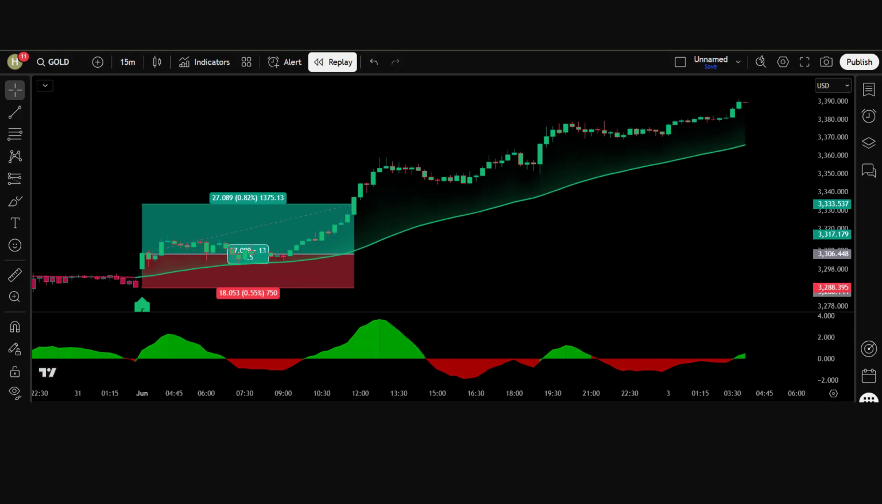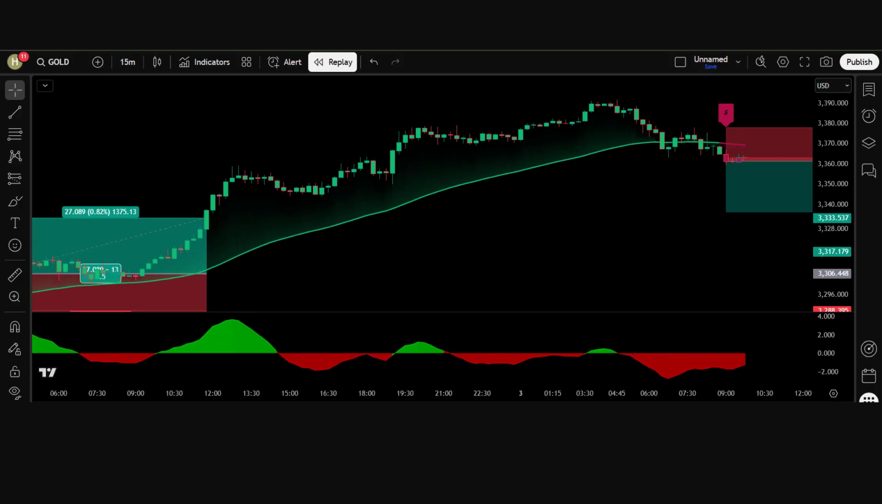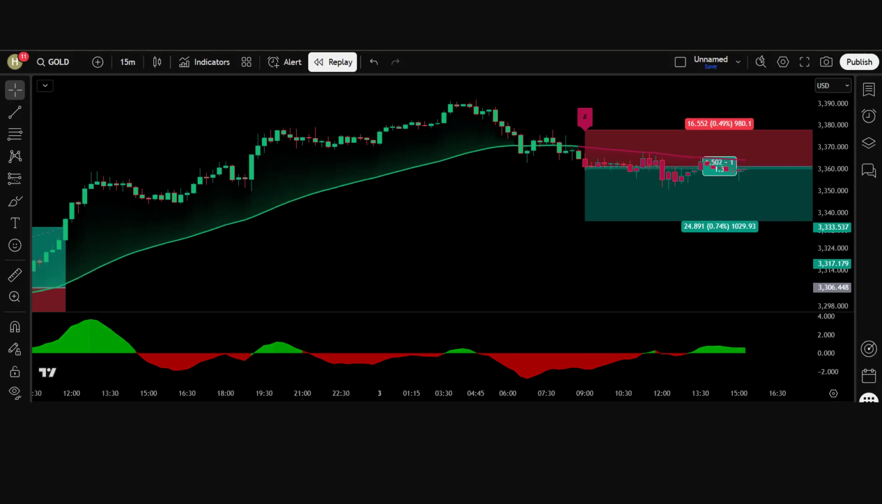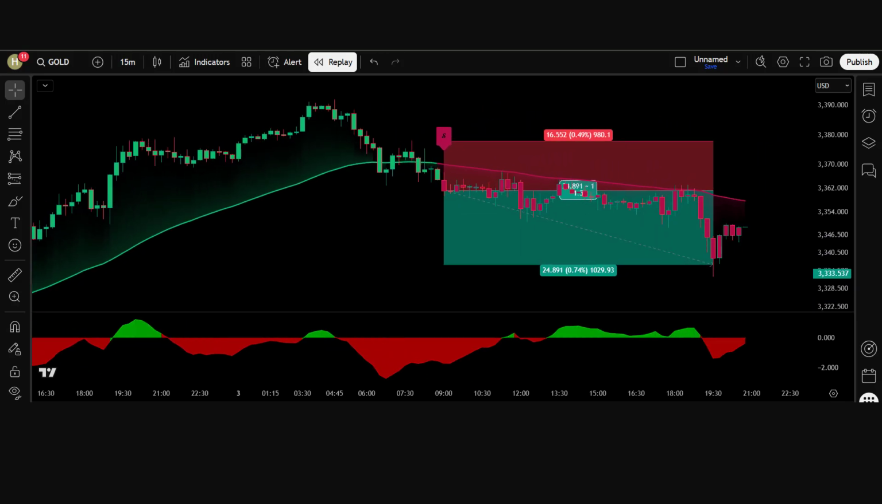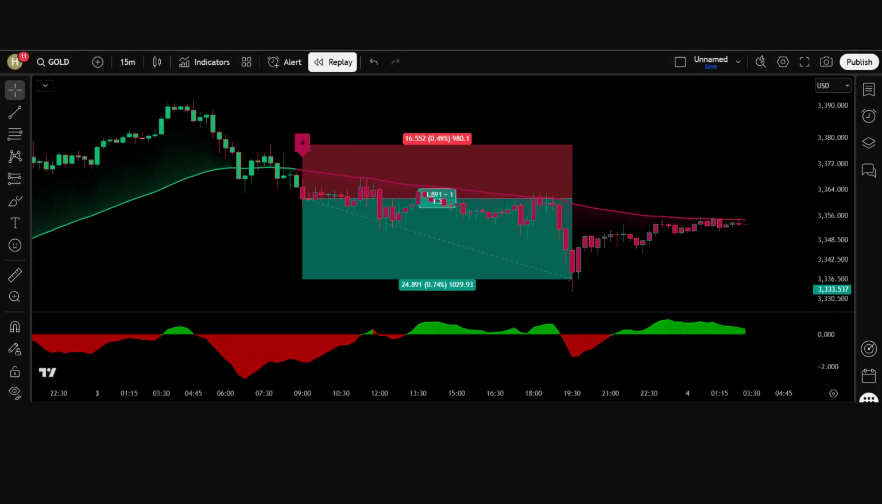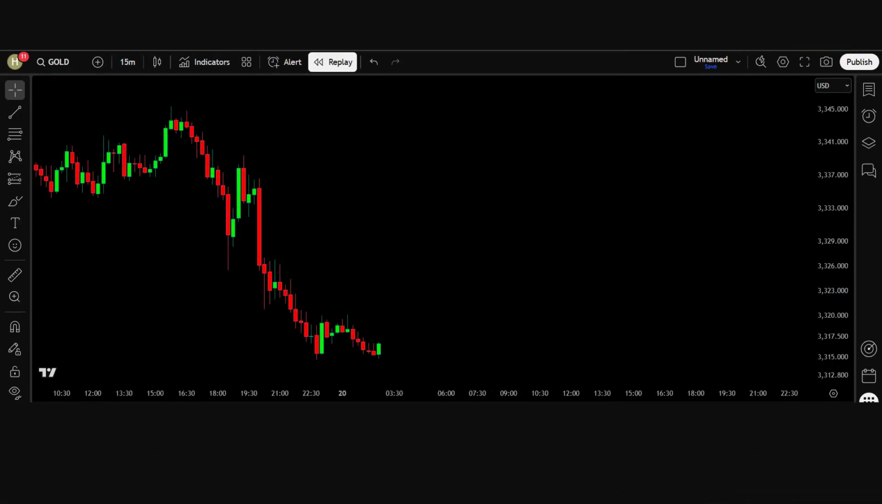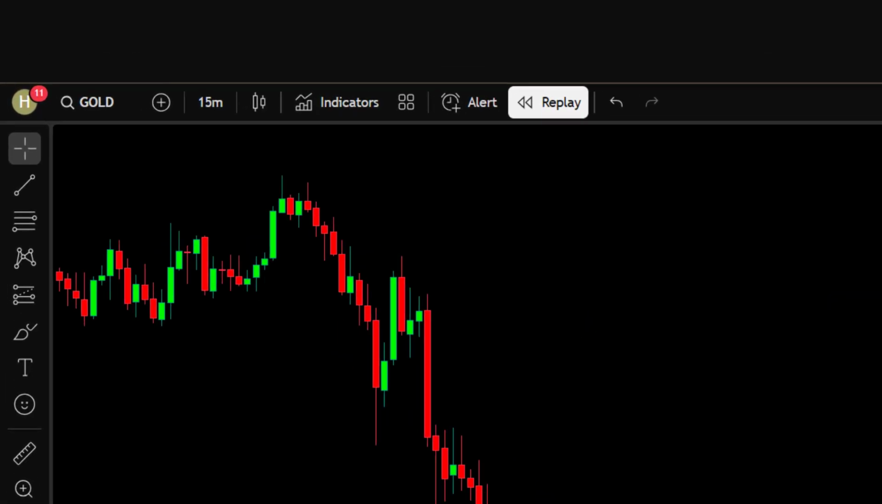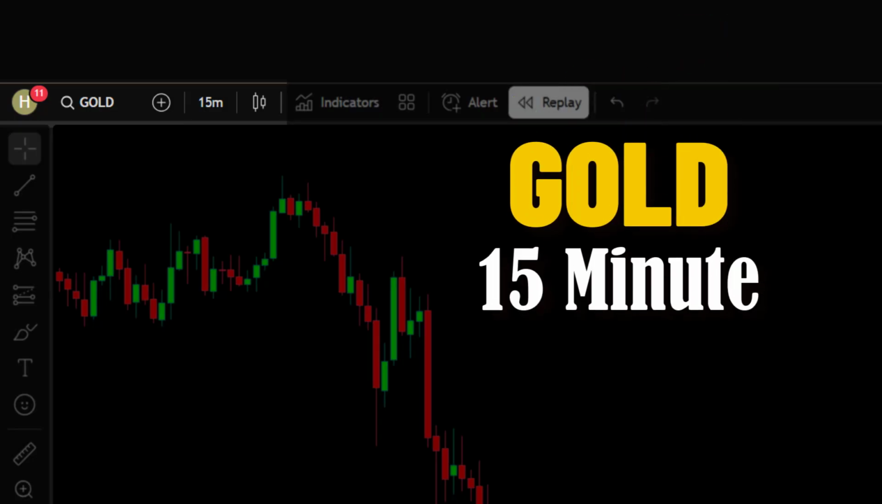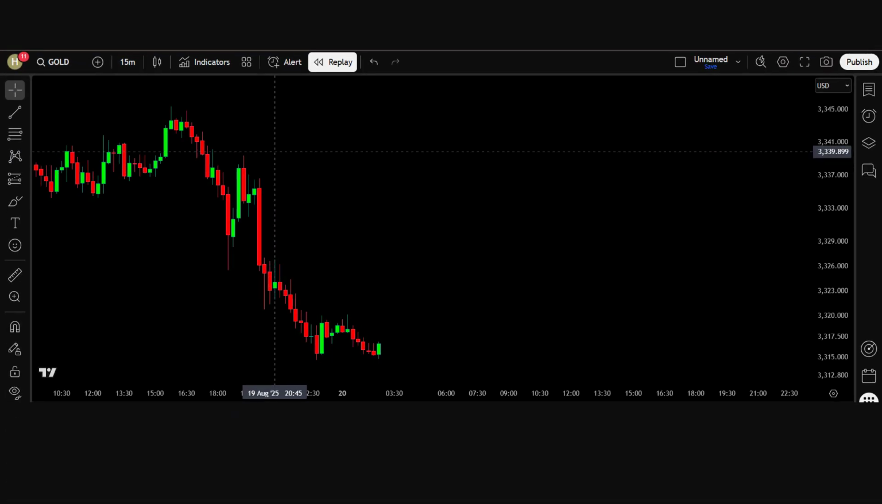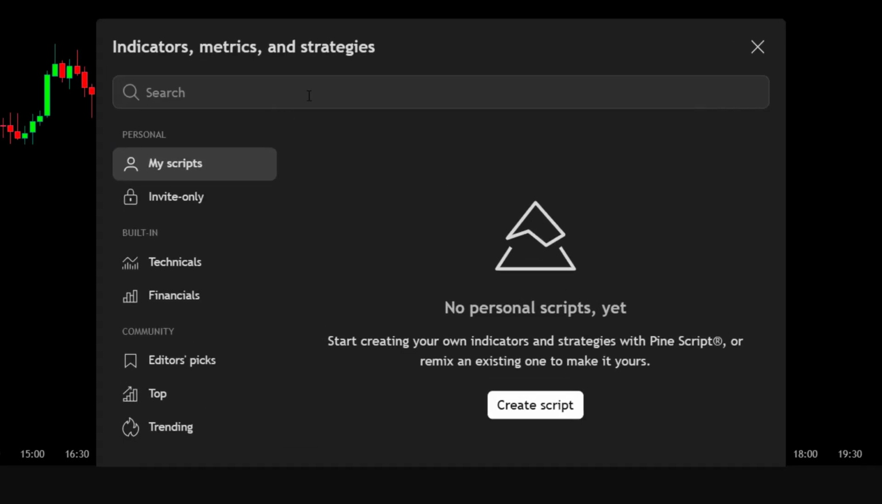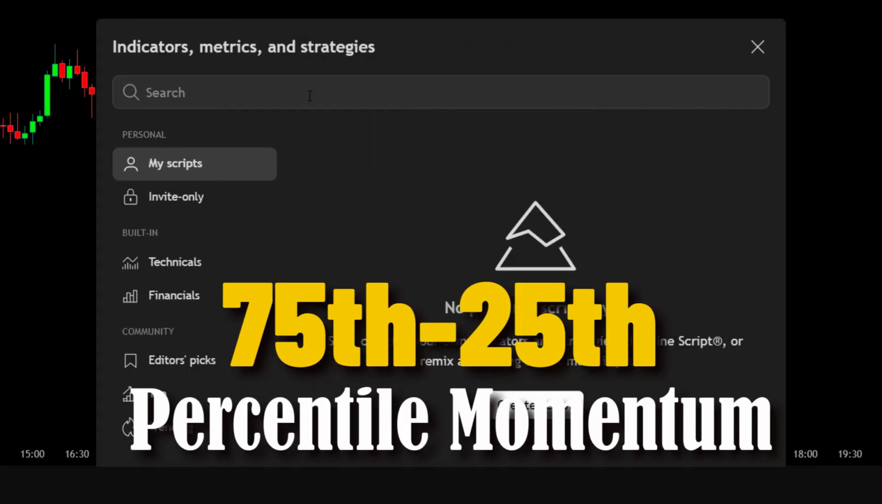Seriously. Stick with me for the next few minutes, because by the end of this, you're going to walk away with a volatility-adjusted formula that hedge funds charge thousands for. Let's do this. Setting up the indicators. Open your chart. We're using gold 15 min time frame. Go to Indicators. Search 75th to 25th percentile momentum.